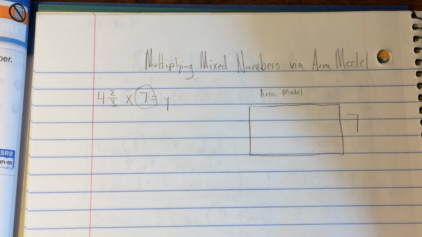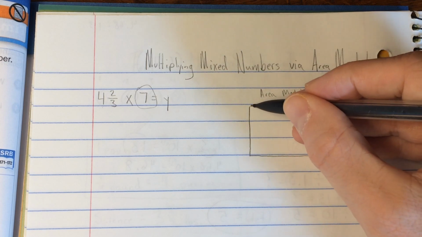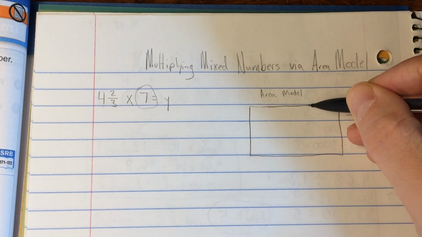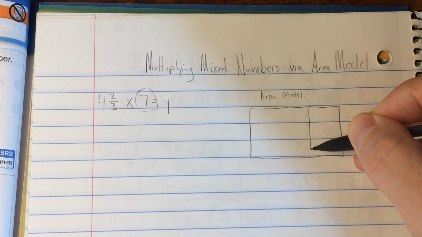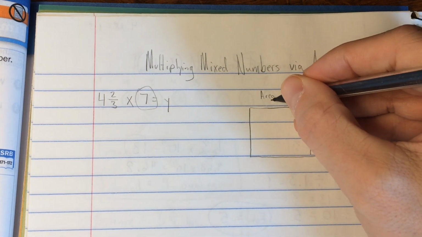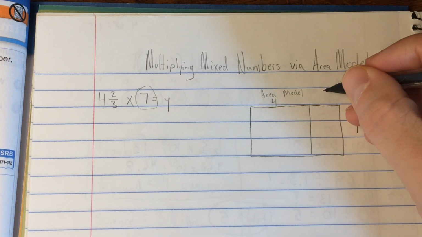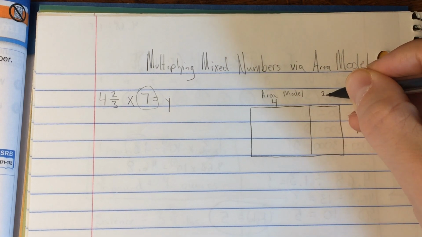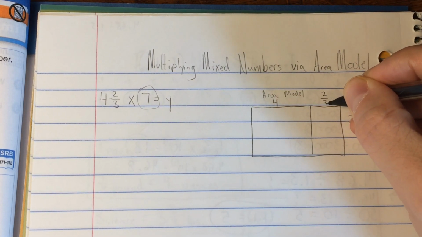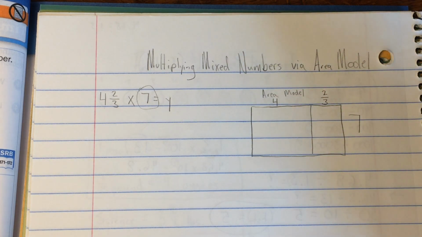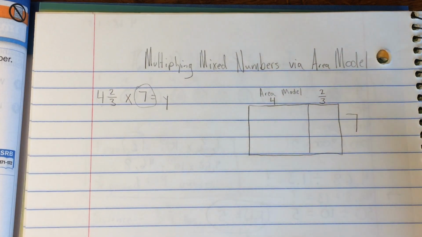If I were to estimate around here, I would say 4 wholes would probably take us to right about here. We're going to split our rectangle up. This will be our zone for 4 wholes. And this is going to be our zone for the 2/3 portion. Hopefully that shows up on my video. Okay, it doesn't have to be exact.